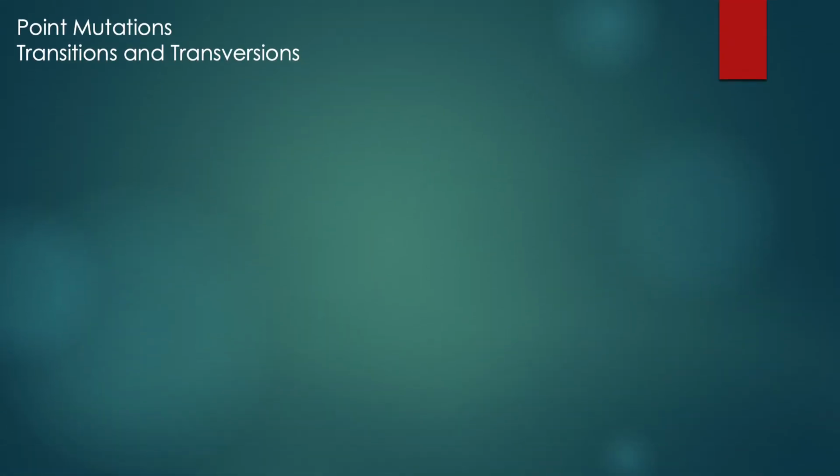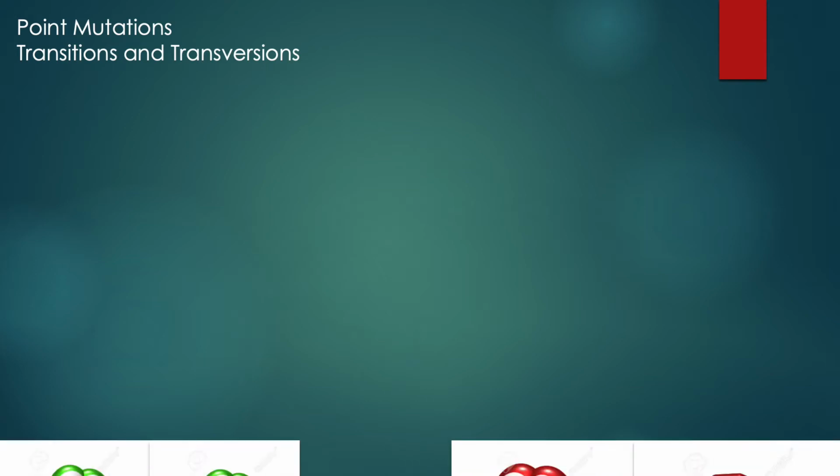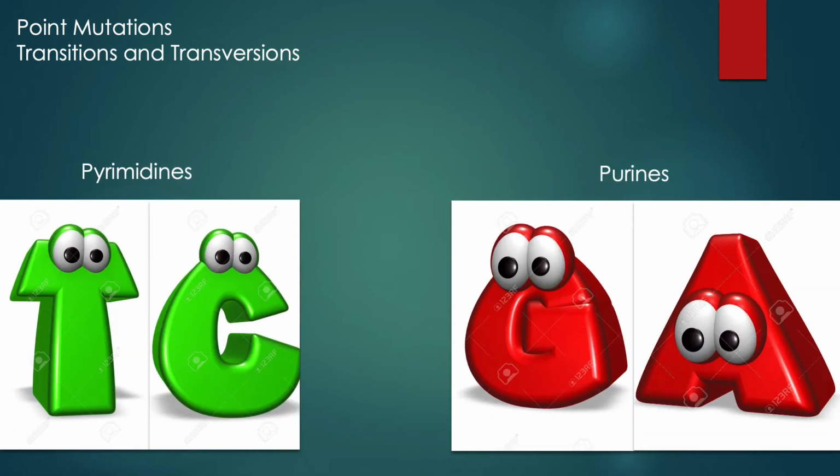Now let's go through 4 different types of point mutations, but before that we will review transitions and transversions. Here are the 4 nucleotides. T and C are pyrimidines and G and A are purines. Point mutations result in the substitution of one base pair for another.